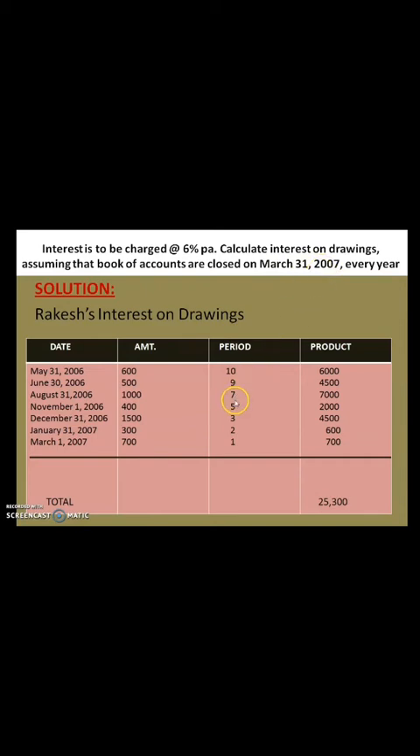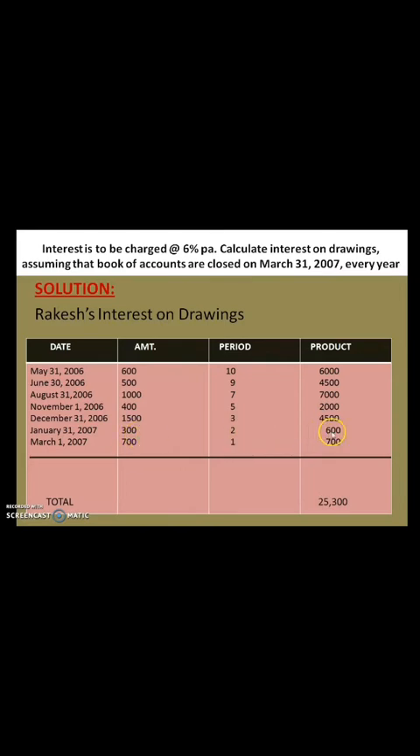7 months. So that way you have to fill this period box. Next is a product. Next box contains the product. Product means multiplication. So here 600 into 10, 6,000. 500 into 9, 4,500. 1,000 into 7, 7,000. 400 into 5, 2,000. 1,500 into 3, 4,500.